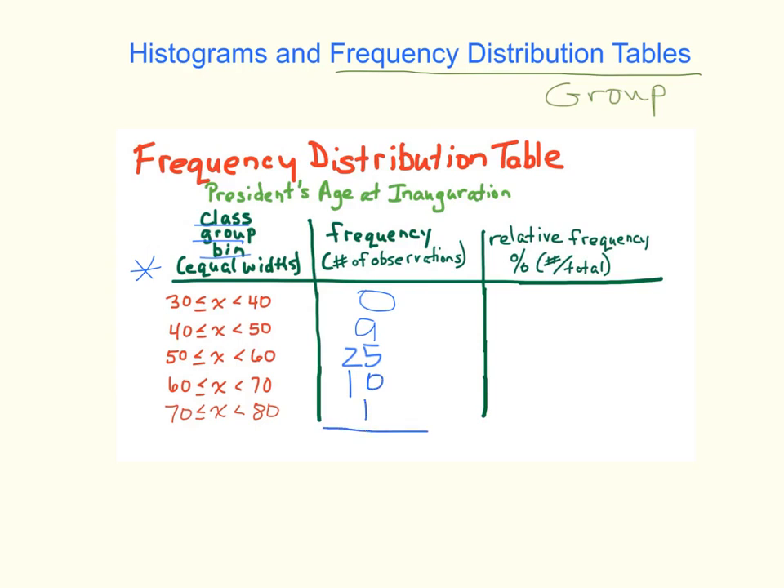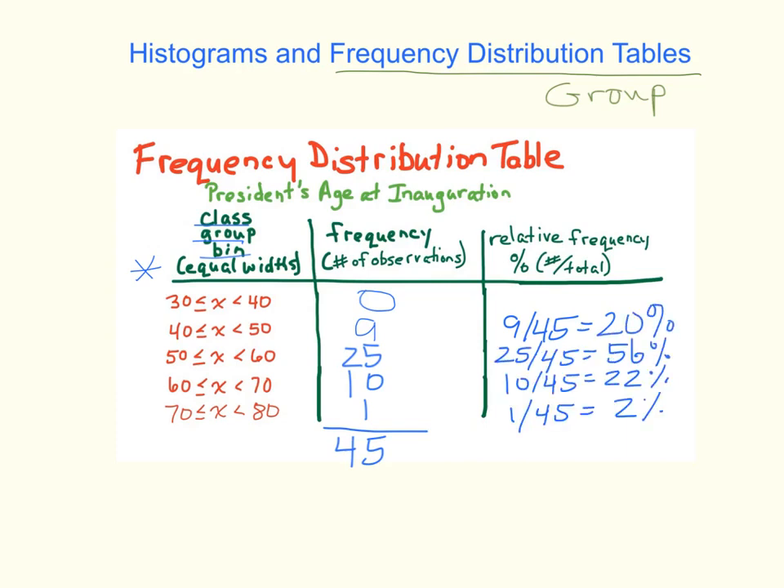Notice that this adds up to 45, which is the number of presidents that we've had so far. You can also find relative frequency, and again, that's just changing the numbers into percentages. It's going to be the number, in this case 9, out of the total number, which would be 45. And that's equal to 20%, and we can fill that in like so. And again, just like this added to 45, now that we're dealing with percentages, this should add to 100%.